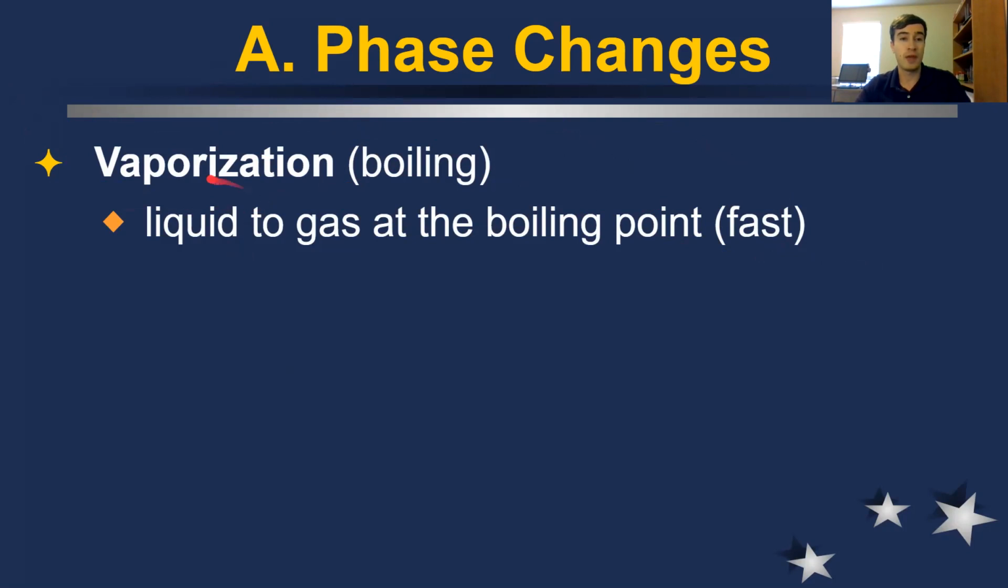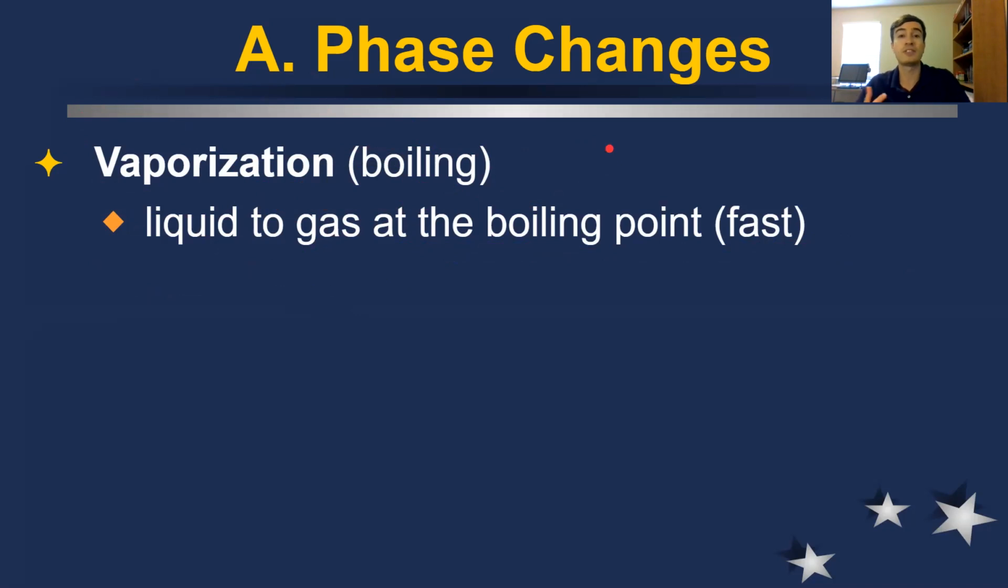That's when we have liquid water changing to gas, water vapor, at what is called the boiling point. So the temperature gets hot enough to where the water just starts spontaneously going into gas. We start getting all this gas coming out of our boiling pot. And when that's happening, that's called vaporization.